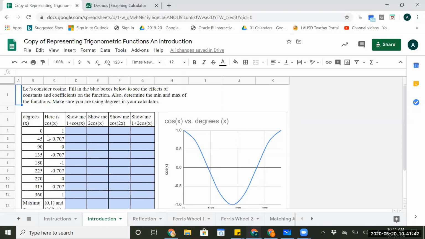Quick note, the x values used here are in degrees. So some of us, when we submitted our assignments, we were getting some weird pictures, and odds are it's because our calculator was set to radians.